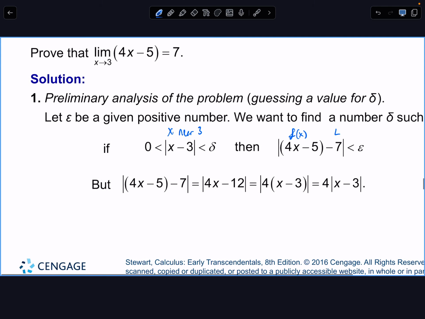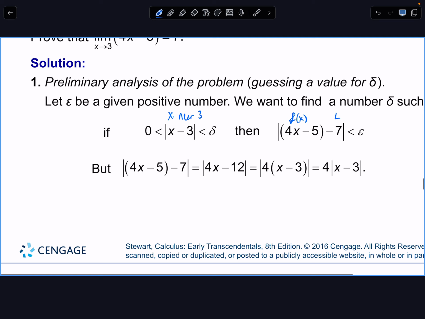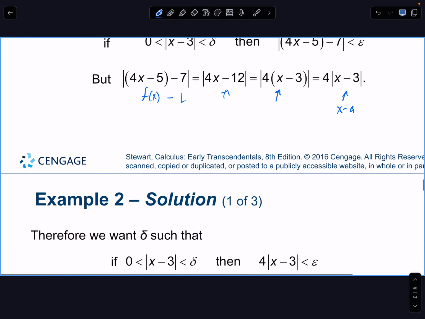What we do, and I just want you to notice here, we start with f of x minus the limit. Algebraically, we just combine like terms right here. That's all we did, right? Combine like terms of -5 and -7. And then another algebraic step, we factor out a common factor. And we end up with x minus a, x minus 3. So we start out with f of x minus L, and we end up with x minus a. So I just wanted you to notice that.